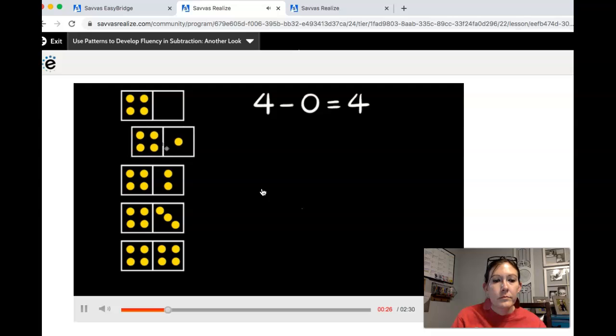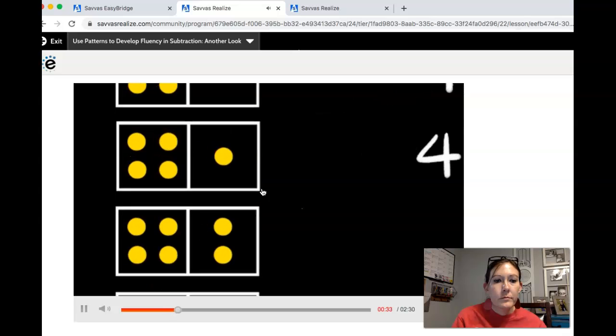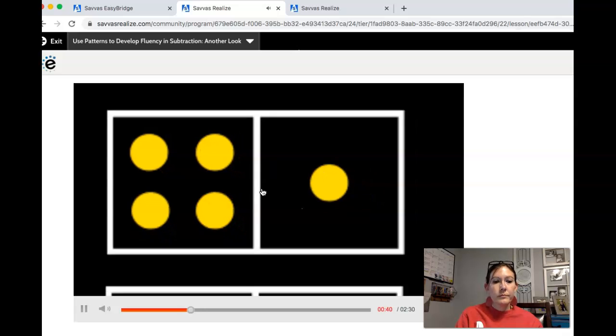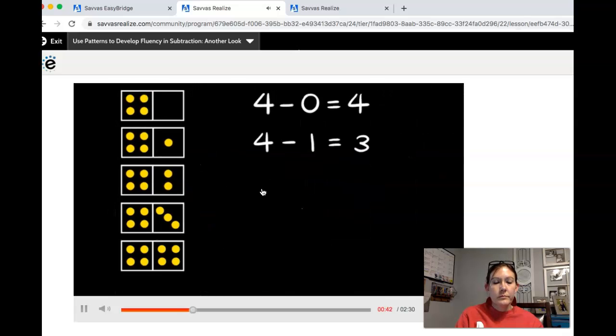The subtraction equation for this tile is 4 minus 1 equals 3. Let's check to be sure. 4 dots minus 1 dot is 3 dots. Yep, our equation is correct. Do you see the pattern? Can you say the equation for this tile before I write it? It's 4 minus 2 equals 2.